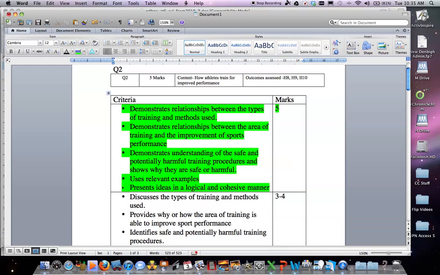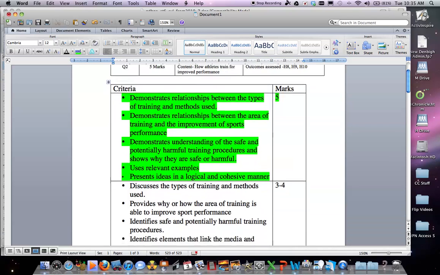You would demonstrate that point through your use of examples and relating it to a particular sport for an athlete. The next part was asking us to look at the safe and potentially harmful aspects of training. Again, you need to show recognition of what made it safe or what made it dangerous, using relevant examples, presented in a logical and cohesive manner. If you're able to do that, you would have got 5 marks.